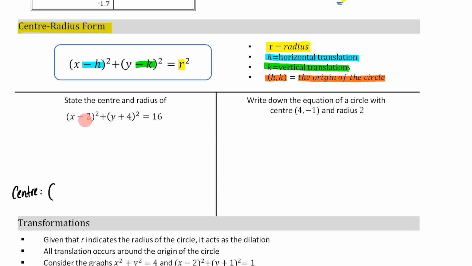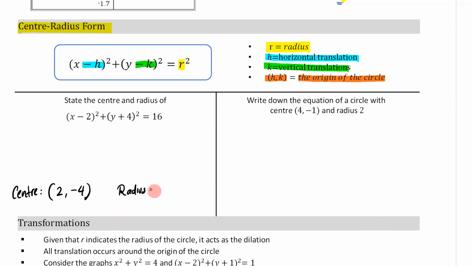So that means if I've got a -2, the center is going to be 2. And if I've got +4, it's going to be -4. You have to swap them around. If you don't swap them around, you'll get it wrong. So just make sure you swap the sign in front of it. And that's all you need to remember about it.